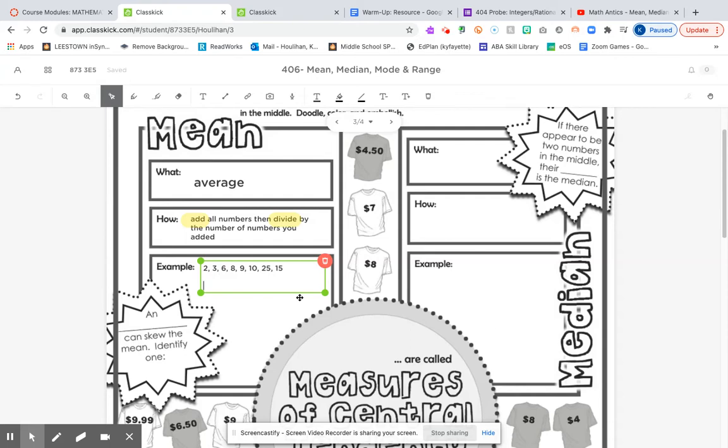So how are you going to find the mean? You are going to do 2 plus 3 plus 6 plus 8 plus 9 plus 10 plus 25 plus 15. And then you're going to add all of that up, and that gives you 78. Okay? And then you need to divide.